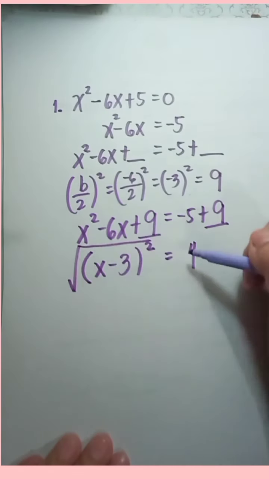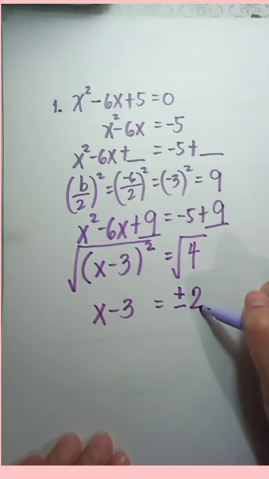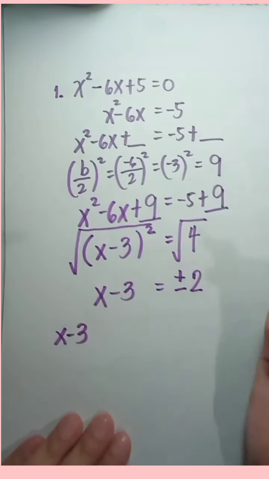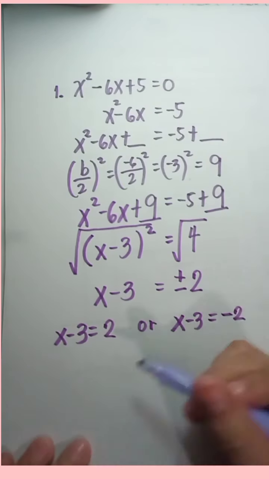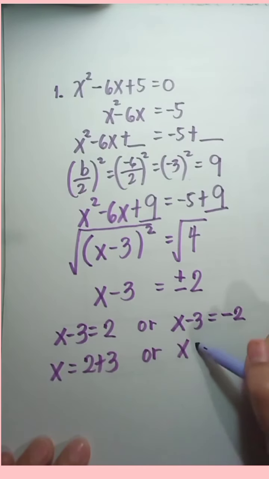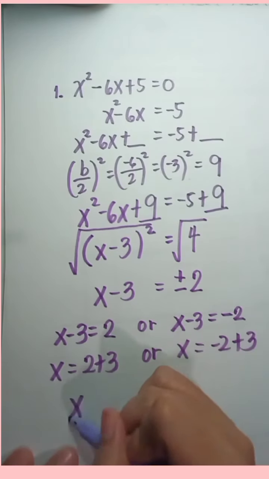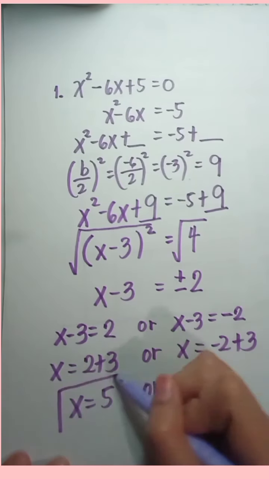Get the square root of both sides. So x minus 3 equals plus or minus 2. So our two solutions would be x minus 3 equals 2 or x minus 3 equals negative 2. Then solve for x. So the value of x is 5 or 1.